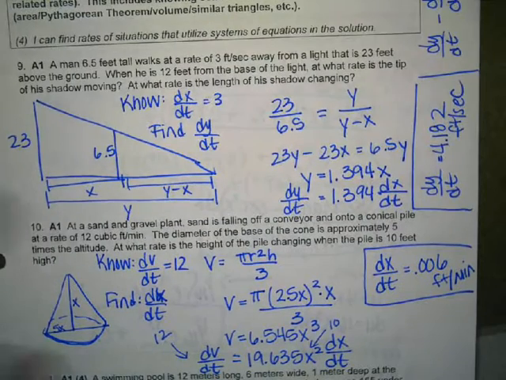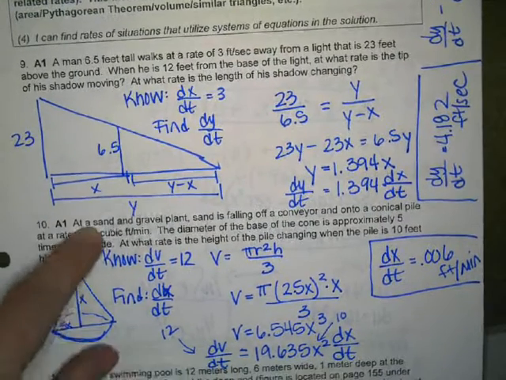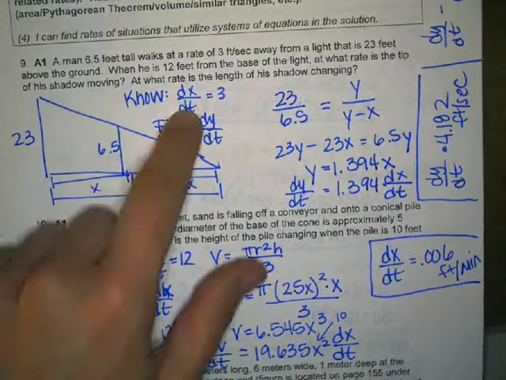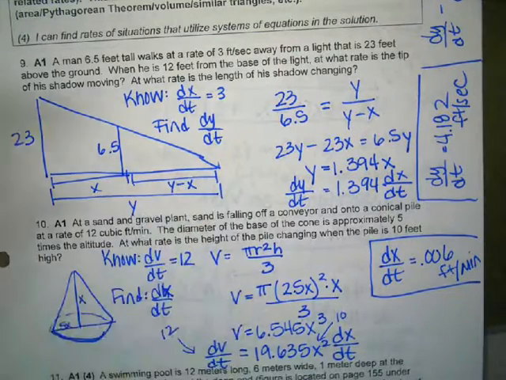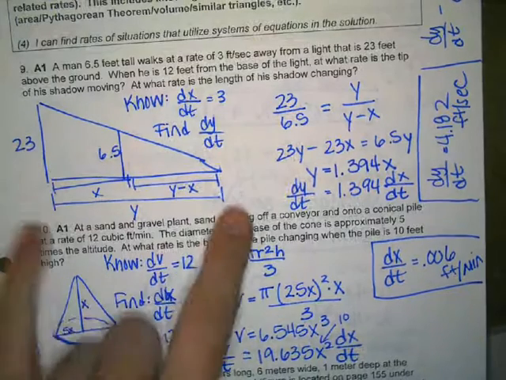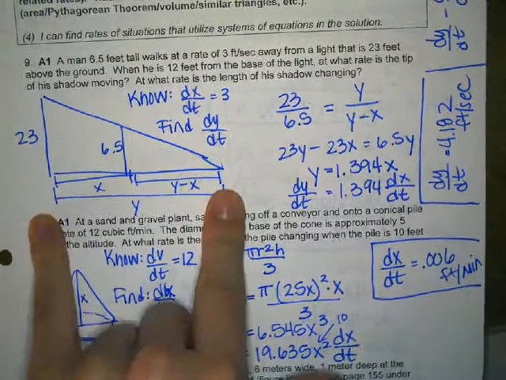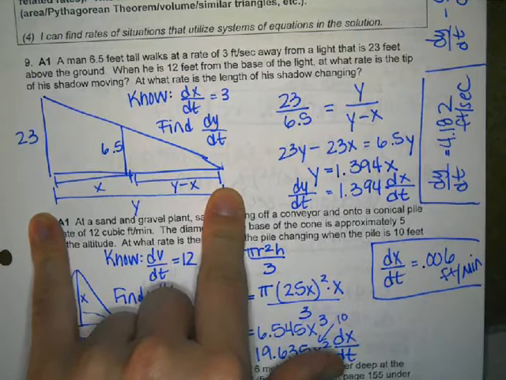You set up this triangle. You know dx over dt is 3 because he's walking away, so it's increasing. Dy over dt then is what the tip of his shadow would be represented by, the moving of the tip of the shadow.